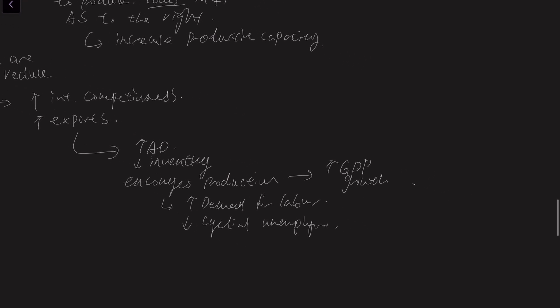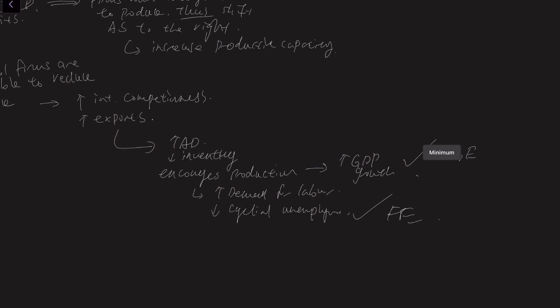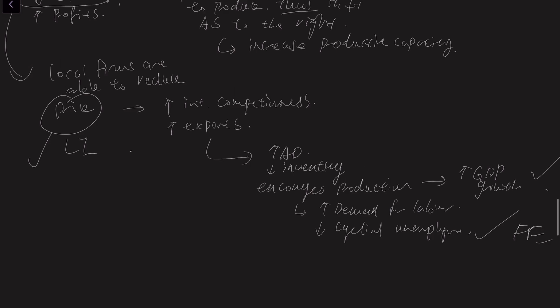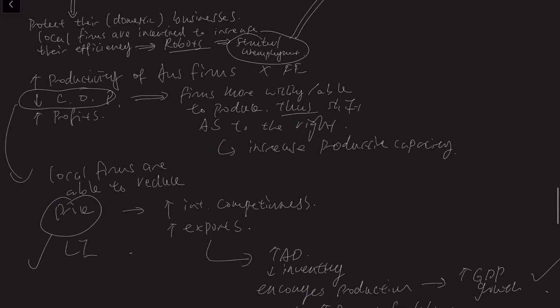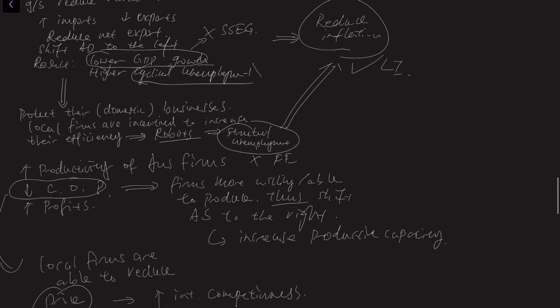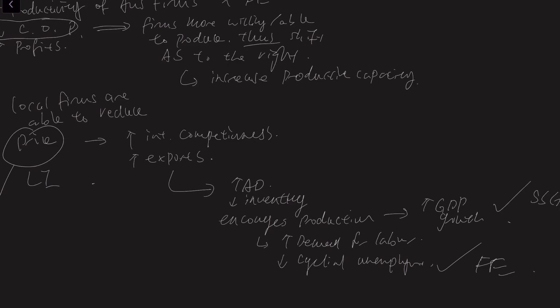So in the long term, this is compatible with the goal of SSEG, compatible with the goal of full employment, and also compatible with the goal of low inflation. So that's why we encourage international trade. Although we have pain in the short term, in the long term, we are able to achieve all three domestic macroeconomic goals simultaneously.